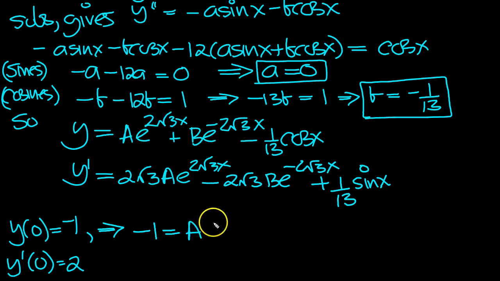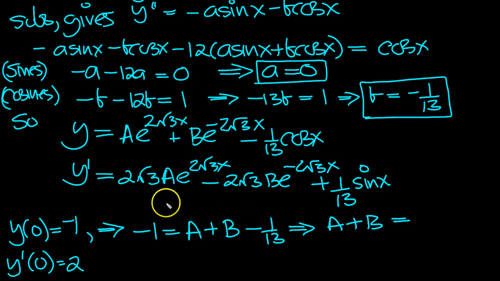e to the 0 again times b is just b. And then cos 0 is 1, so we've got minus 1/13. So that tells us then that a plus b will equal minus 1, move that to plus 1/13. Minus 13/13 is minus 12/13, isn't it? So that's equation 1. a plus b equals minus 12/13.